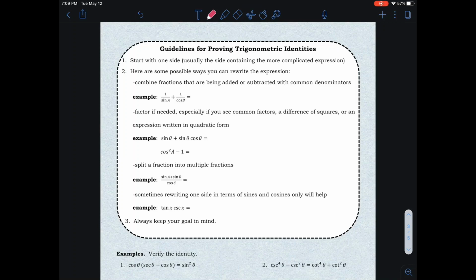All right, welcome back to part 2 of section 7.3. Here we're going to be looking at some guidelines before we do some examples, okay? So, guidelines for proving trig identities.